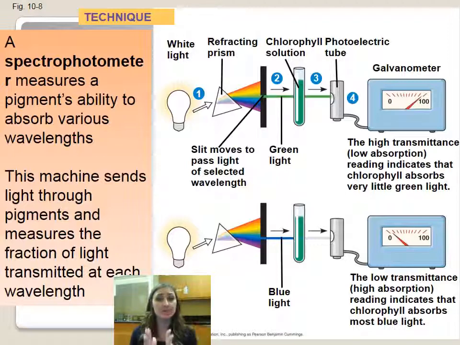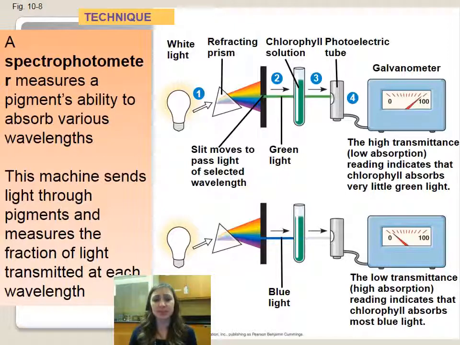And then we take a chlorophyll solution, pass the green light through the chlorophyll solution, and we look at what the light transmittance is. In this particular setup, because of the green light, chlorophyll does not absorb green light, so it has a very high transmittance of light, meaning the green light travels straight through the chlorophyll. It's reflected, very low absorption.